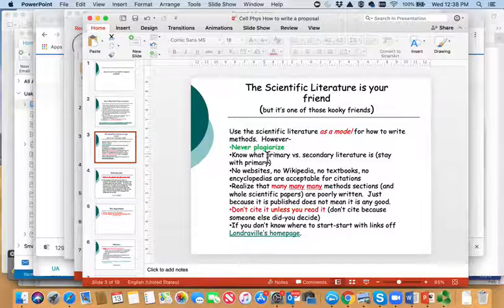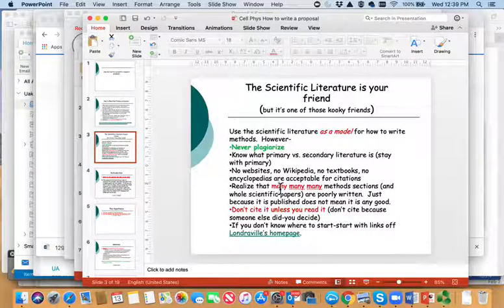You should know what the primary versus secondary literature is and stay with the primary. We just discussed that. You can't use a website. You can't use Wikipedia. You can't use textbooks. And you can't use an encyclopedia, if you even know what that is. That was something big when I was a kid. So none of those are acceptable for citations. And you want to stay with the primary literature mostly. Okay?